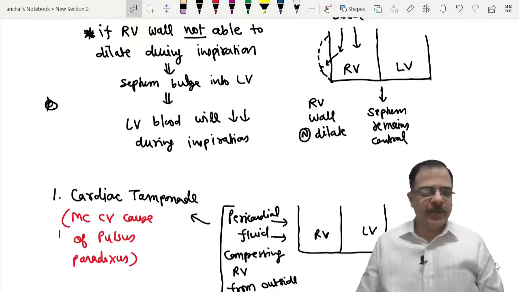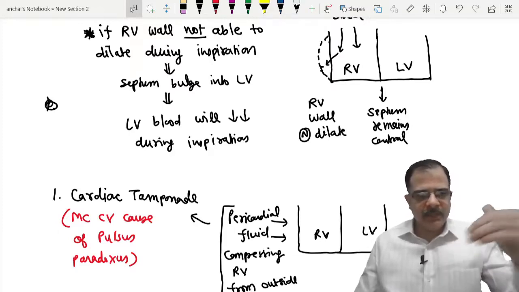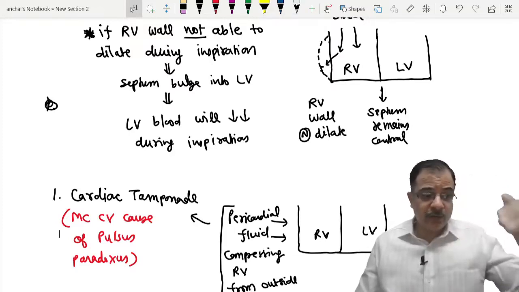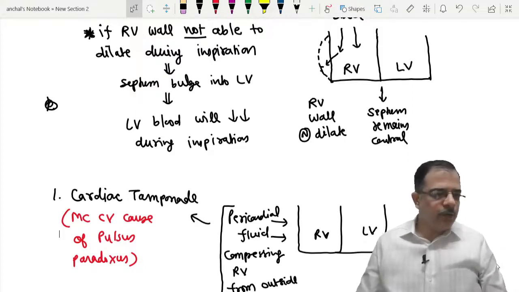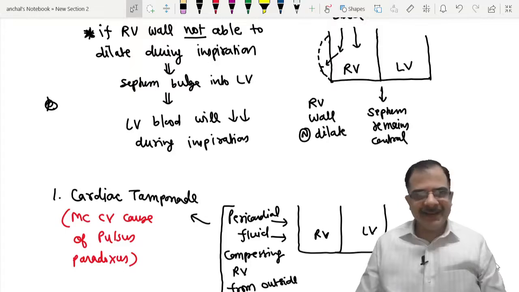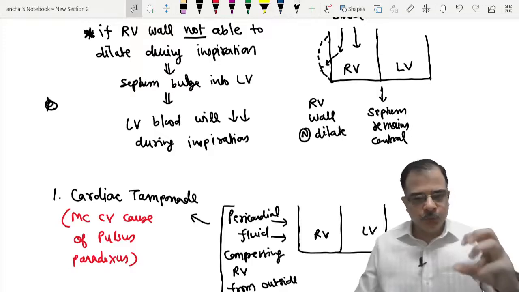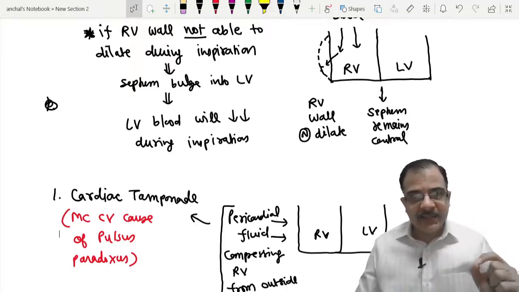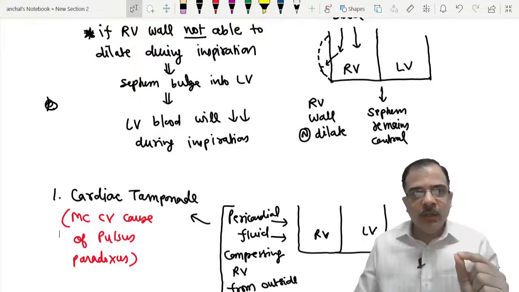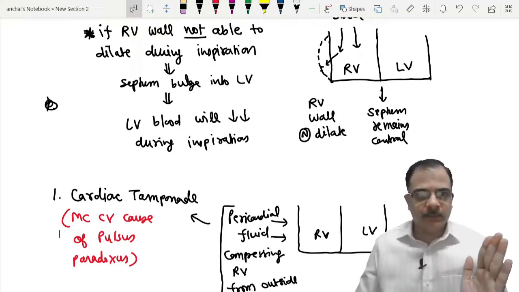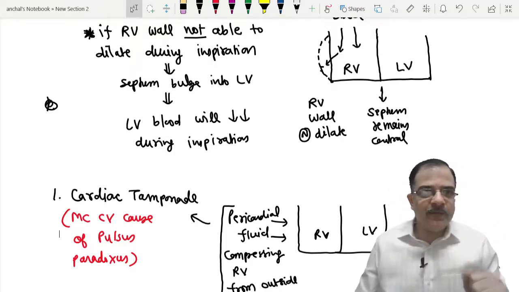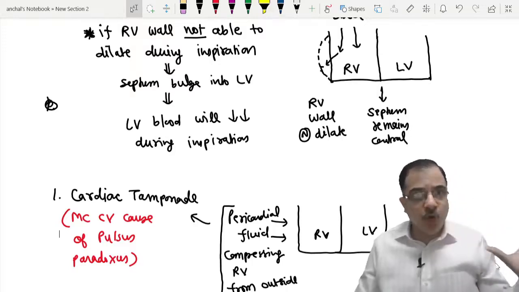Now the second condition, identify. The basic mechanism of a cardiovascular cause remains the same. Why only the right ventricle? The reason is very simple, and I have told the reason in between. Catch my words very carefully. The right ventricle has a thin wall, and pericardial fluid will compress the thin wall structure. It does not compress the left ventricle from outside because the left ventricle has thick walls.